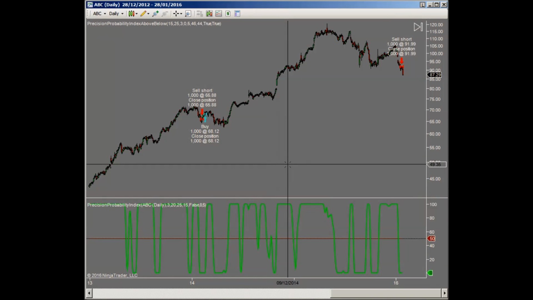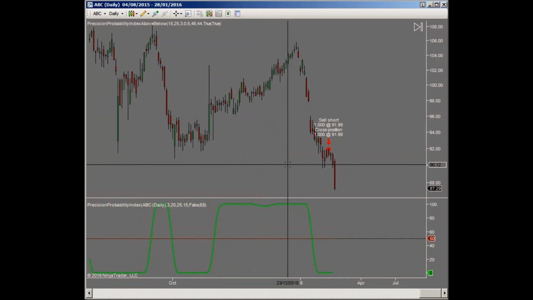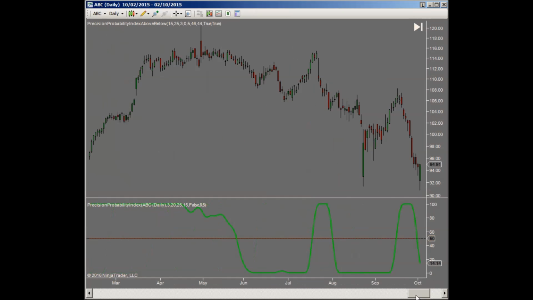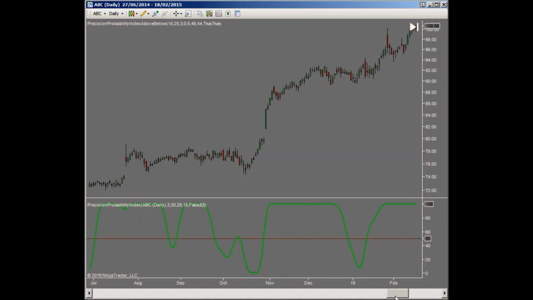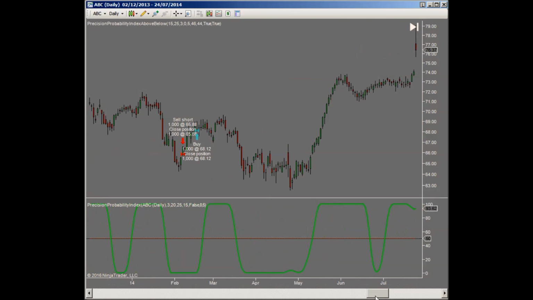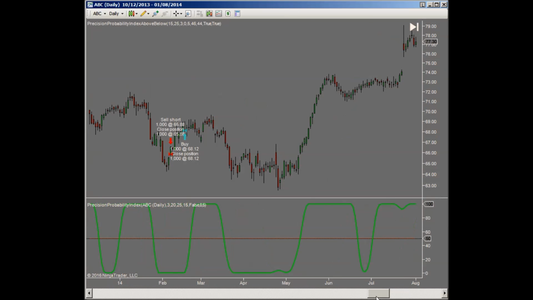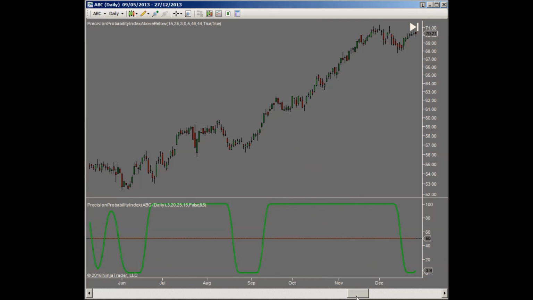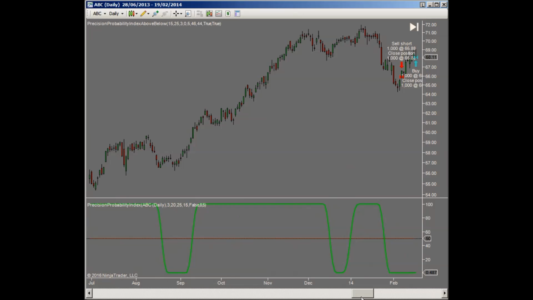Why would you do this? I hear you ask. Well, I'll tell you why. Basically, for a beginner, not just a beginner but anybody, 0 represents a downtrend and 100 represents an uptrend. It's a very, very clear and simple indicator. So this is another thing you can do with this indicator.